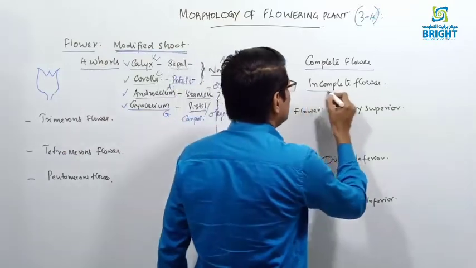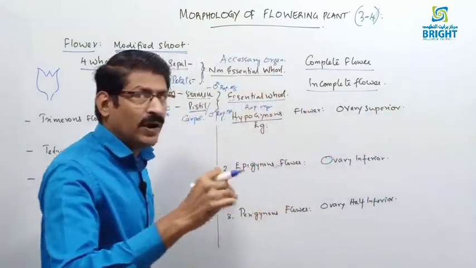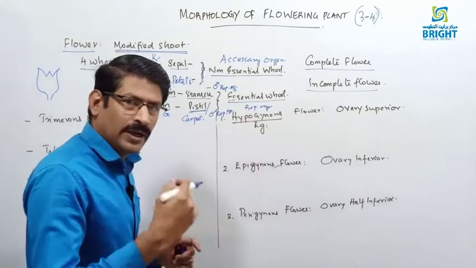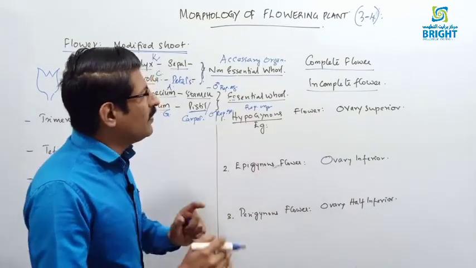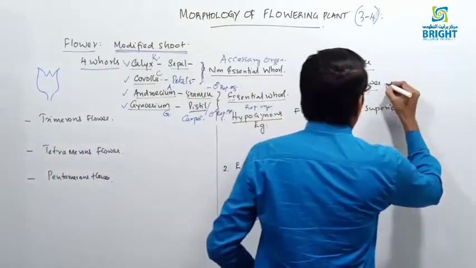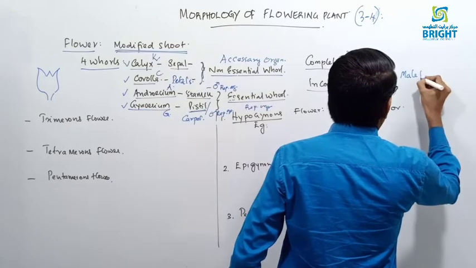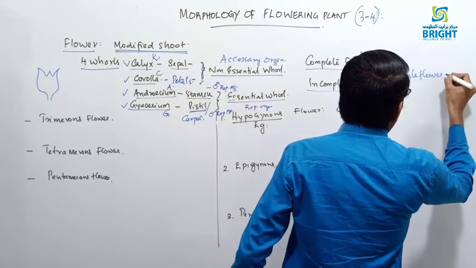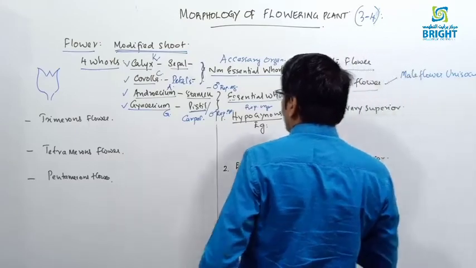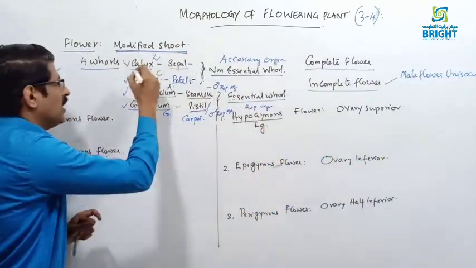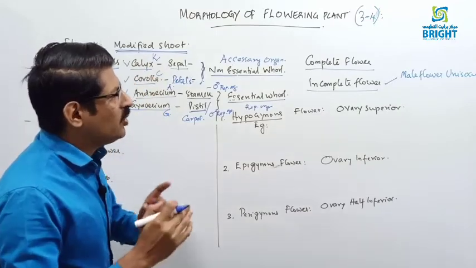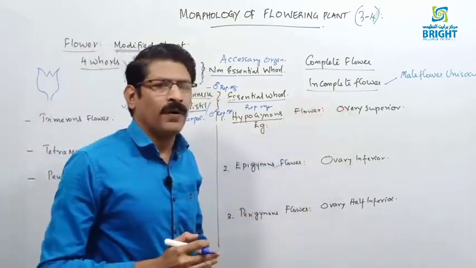But in the case of an incomplete flower, any one whorl is absent, whether calyx, corolla, androecium or gynoecium. It is called an incomplete flower. For example, male flower. What is a male flower? A male flower is a unisexual flower that contains only androecium, not gynoecium. It contains calyx, corolla, androecium, but not gynoecium. And such a unisexual flower is an incomplete flower.